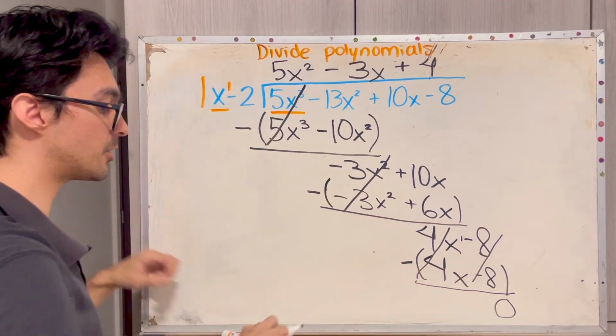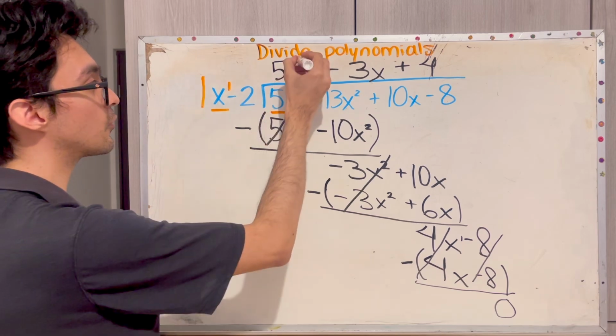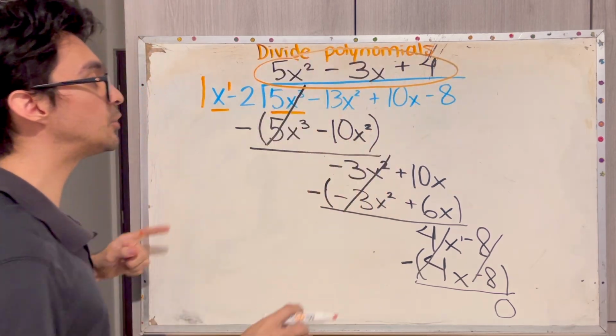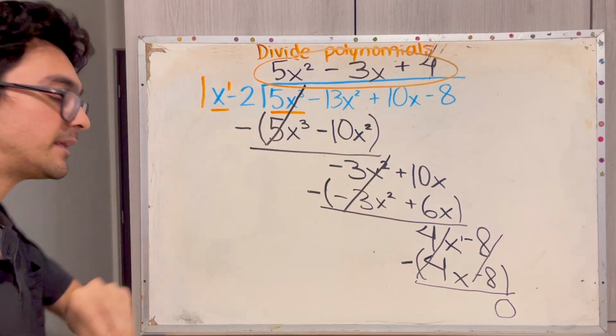0 as a reminder, and this would be the answer for dividing these two polynomials that I have right here.